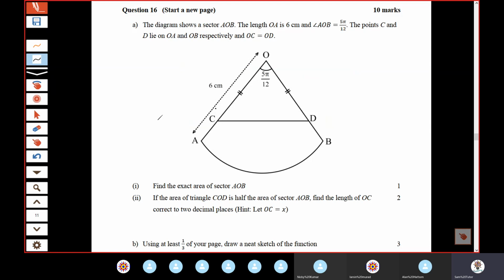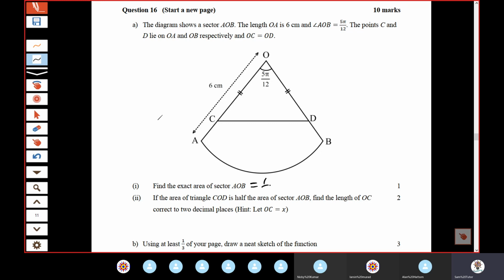The diagram shows the sector AOB. The length OA is 6. Angle AOB is 5 pi on 12. The points C and D lie on OA and OB respectively, and OC equals OD. So that's isosceles. That's one way of looking at it. That's good for now. Find the exact area of sector AOB.